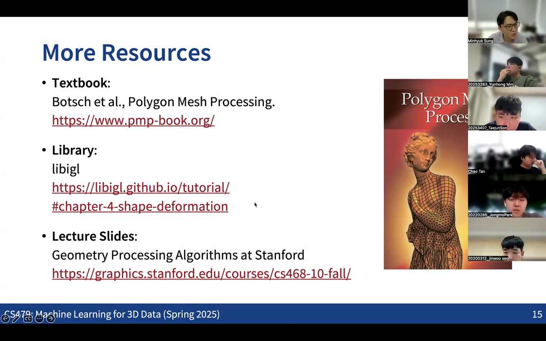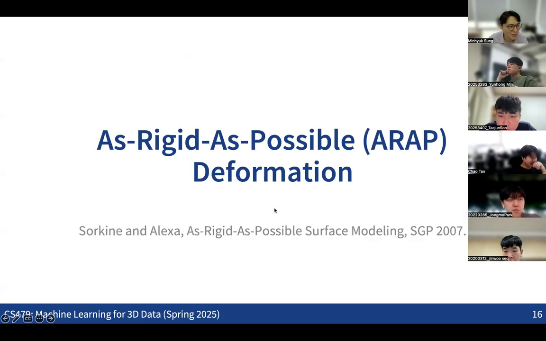So check this out for more of the ideas and also how we can implement those ideas in the code. While leaving those kinds of resources here, we are going to discuss one very specific idea today, which is as-rigid-as-possible deformation, also called ARAP deformation.